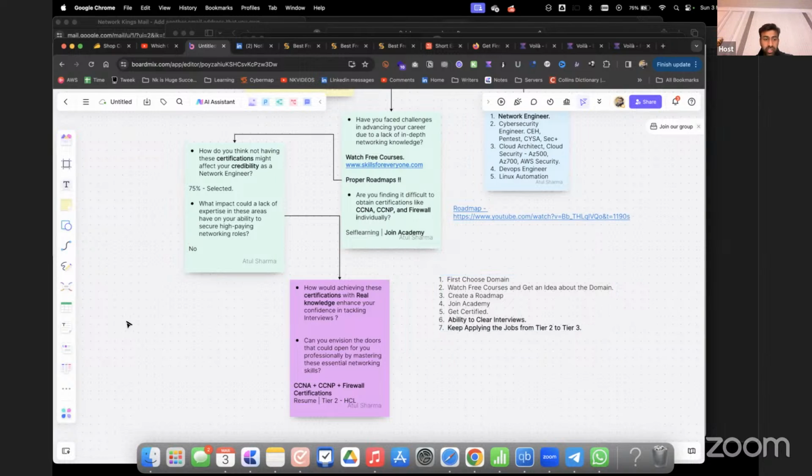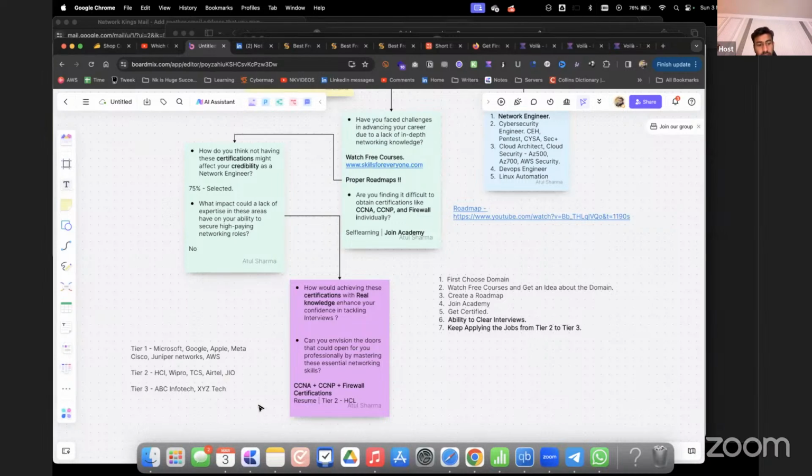So what is tier 1, tier 2, tier 3? Normally I say tier 1 companies are top companies like Microsoft, Google, Apple, or maybe Meta, or other top companies. Tier 2 companies are like HCL, Wipro, TCS, Airtel, and Jio. Even Cisco, Juniper Networks and AWS are tier 1, I would say. Tier 3 is like ABC Infotech or XYZ Infotech. These are startups, companies that don't have a name in the market. So keep applying for jobs from tier 2 to tier 3.